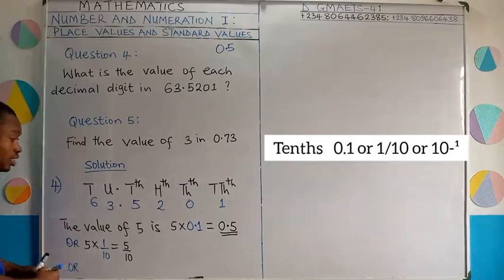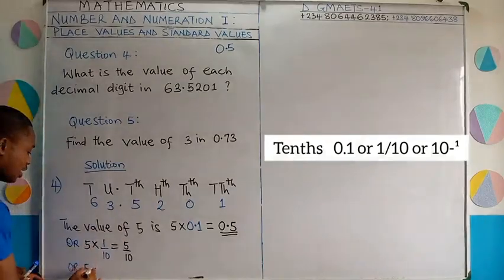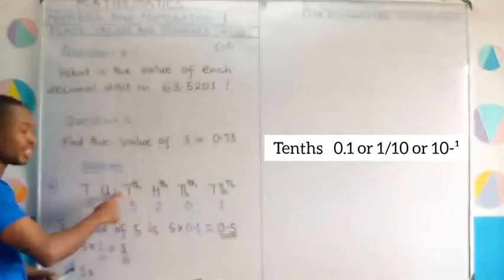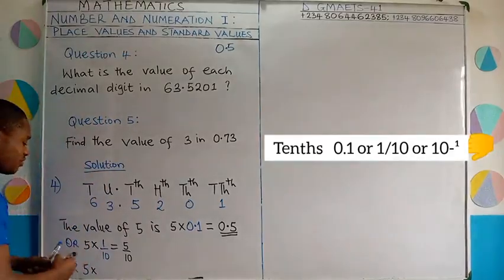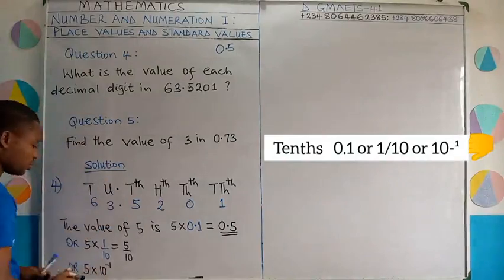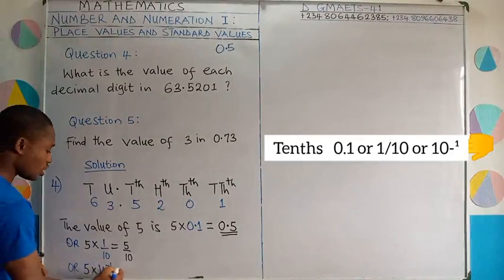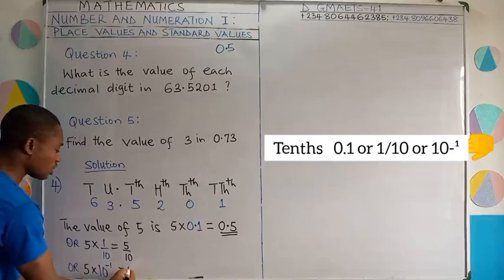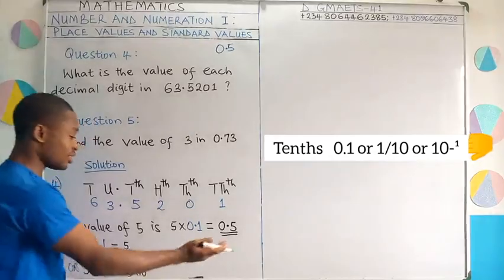Or we can still get our answer in another form. We do 5 times the standard value of tenths in powers of 10. I know that the standard value in powers of 10 for tenths is 10 raised to the power minus 1. Okay? I'm sorry, let me use my blue marker. 10 raised to the power minus 1. So 5 times 10 raised to the power minus 1 is also an answer. Any one of these is allowed.